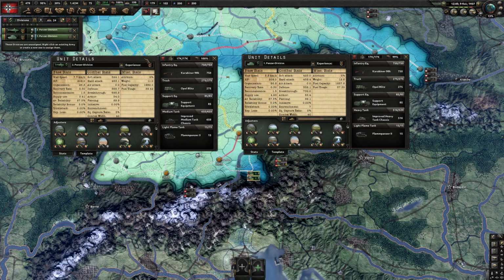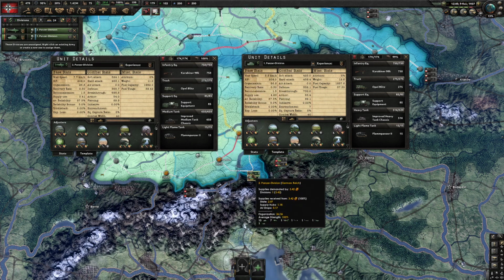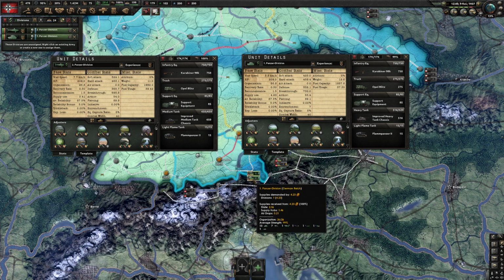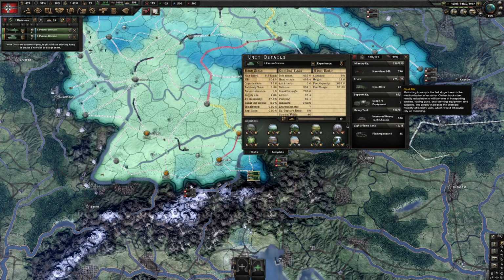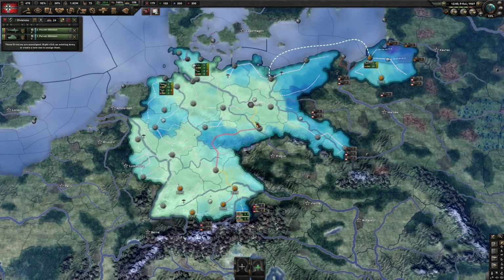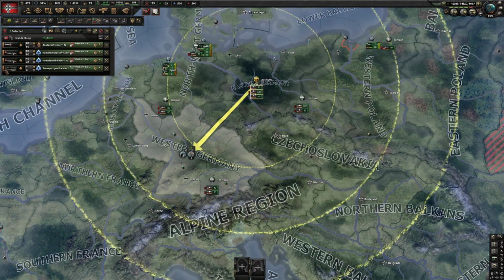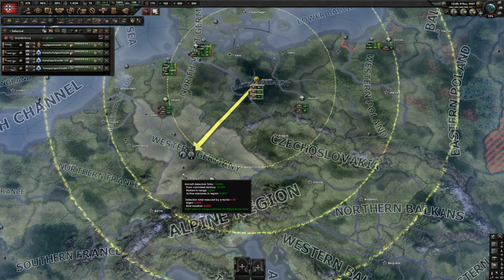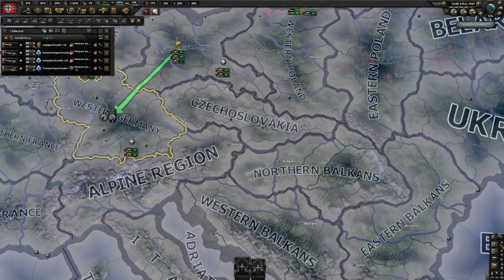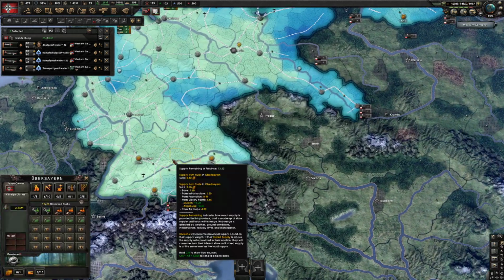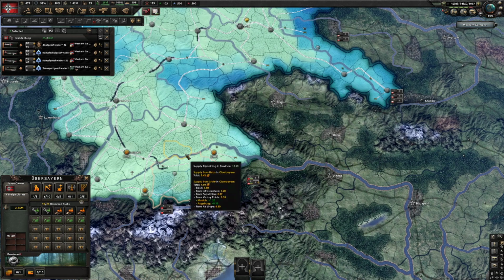And then the supply demand of the medium tank, as you would expect, is a bit less. It's 3.42, and the supply demand of the heavy tank is 4.23. So to mitigate that, you just simply use transport planes. And let's take a look at the supply in the province that these tanks are in.